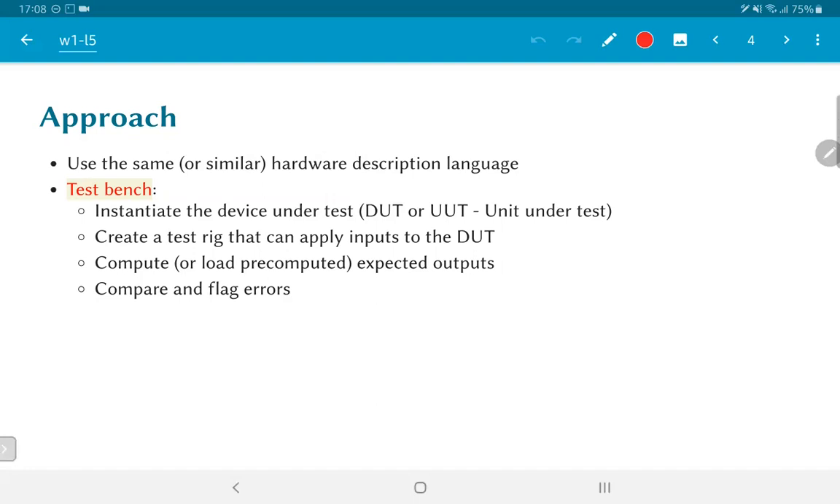What they do is they create an instance of the device under test in the hardware description language, and create a test rig, which is essentially, once again, HDL code that can supply inputs to this DUT. We know what kind of outputs are expected, and we either pre-compute them or compute them on the fly. And we compare the outputs against what is expected and flag any errors that might be seen. So this is a general approach that we take for testing models that have been written in a hardware description language.